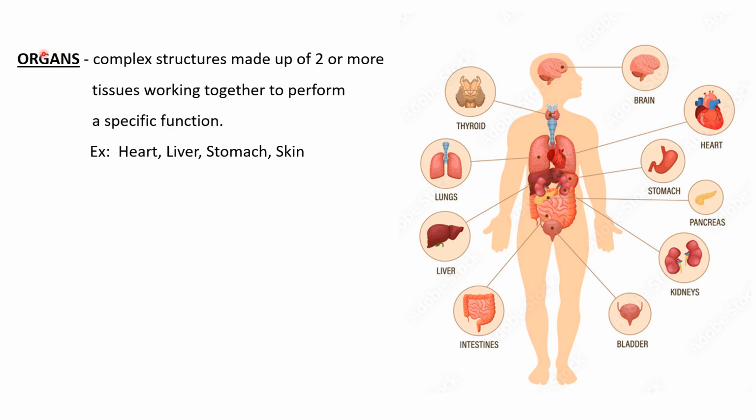So those were the tissues. Remember, organs are complex structures made up of two or more tissues working together to perform a specific function. So your brain is an organ. There's going to be nervous tissue, there's connective tissue, there's blood vessels going in there, so there's going to be blood, and there's going to be muscle and the smooth muscle and the blood vessel lining.